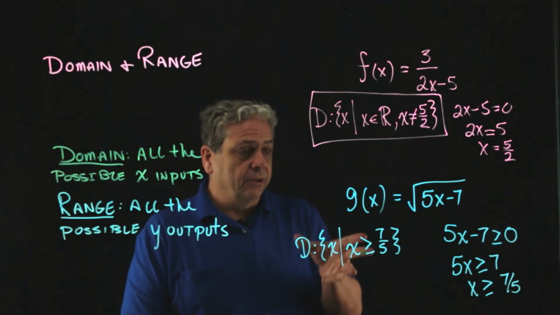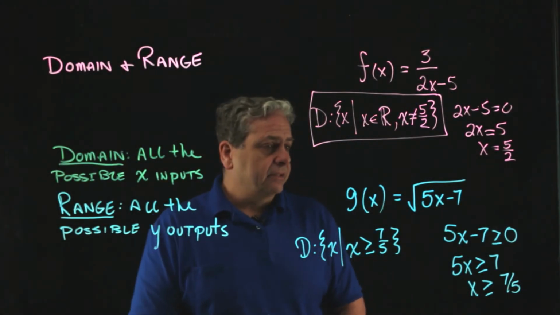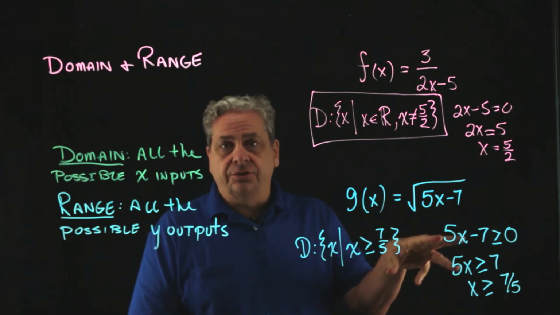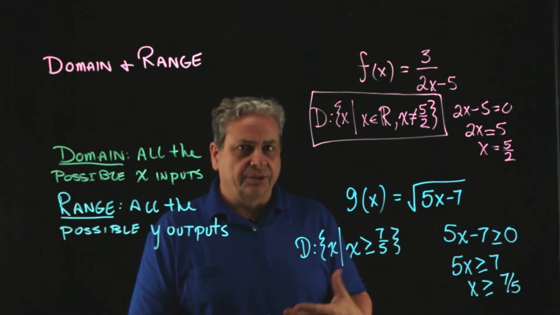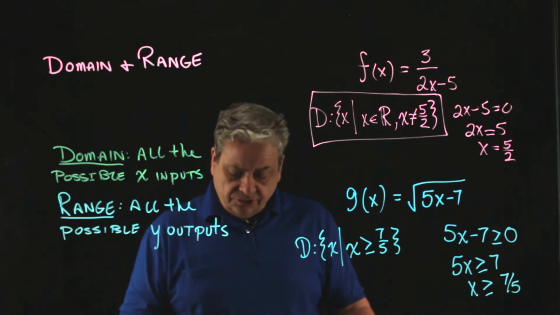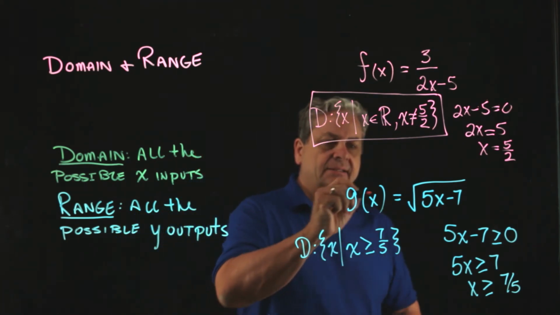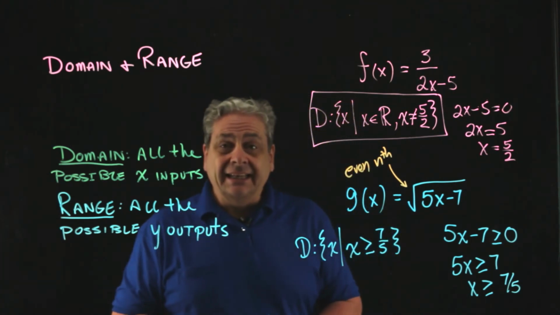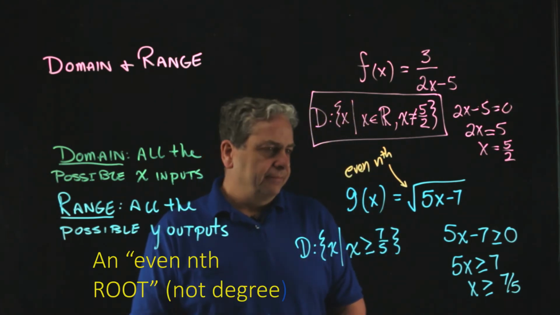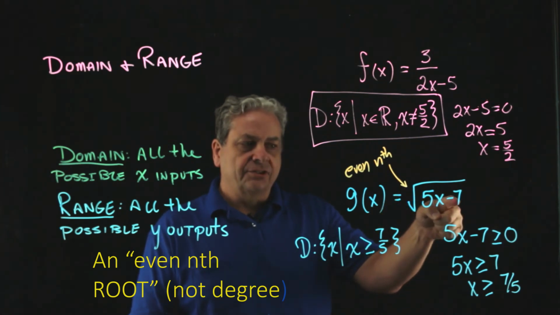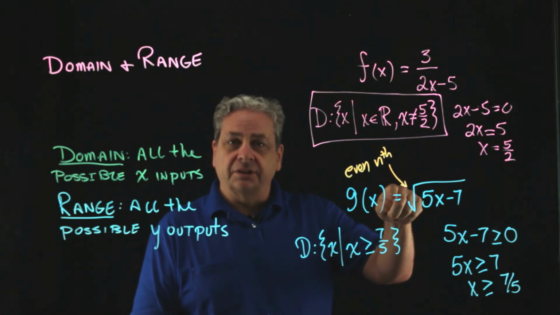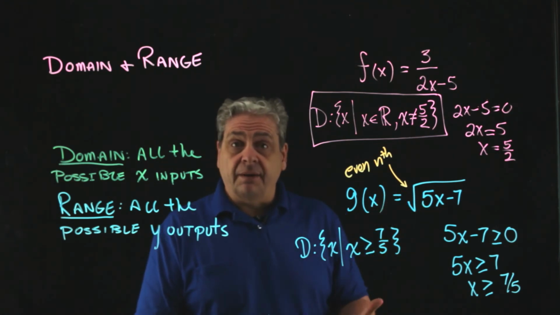All right, welcome back. So in this function g of x, what we find is the radical can't go to a negative number. Otherwise, we're dealing with imaginary numbers. Now, this is true for anything that has an even nth degree. So we can't have this go negative for square roots, or if it's a fourth root or sixth root or anything like that. It's no problem if it's odd.